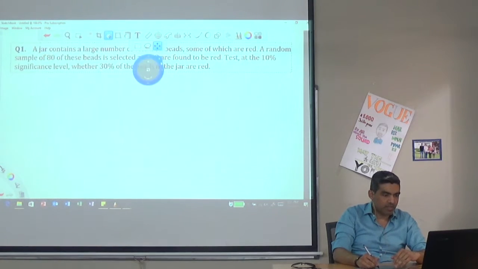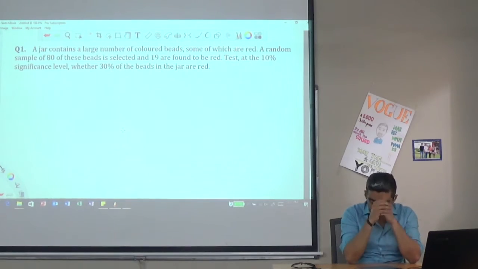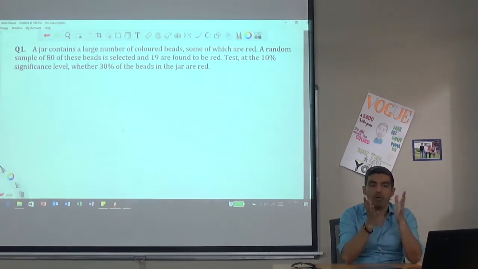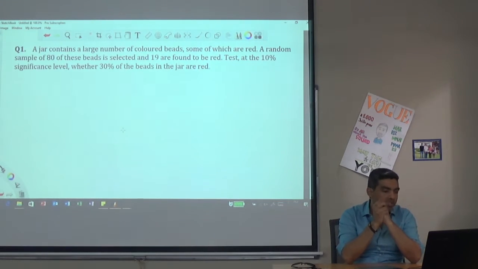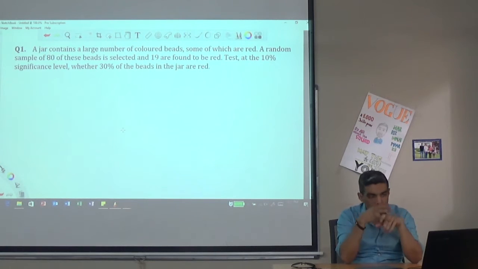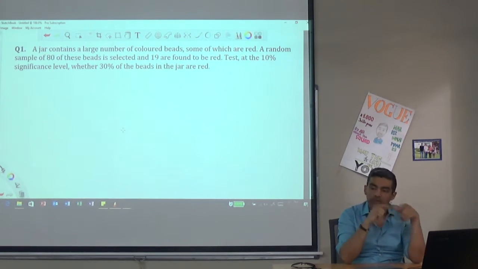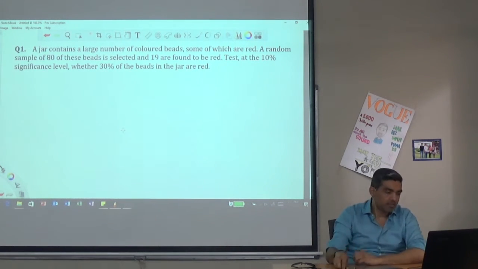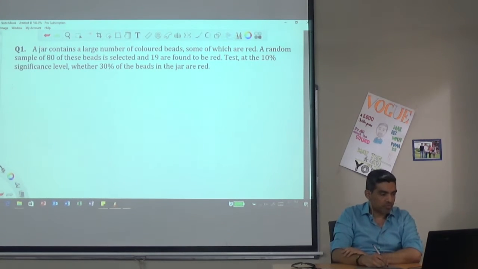Okay, let's first write down the hypotheses. If you read the question, realize that it's a proportion question, which means it is a binomial distribution question. But because the sample size is large enough for NP and NQ both to be greater than 5, therefore we use the normal approximation here. So first of all, let's write down the hypotheses.